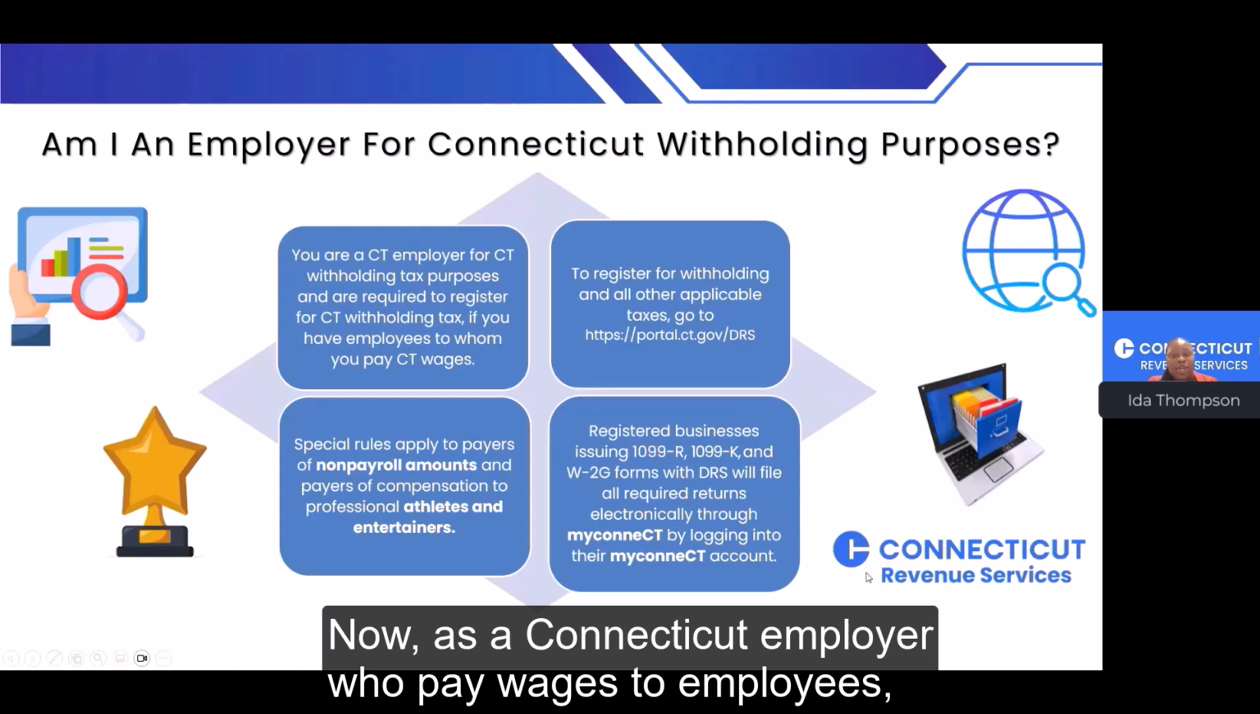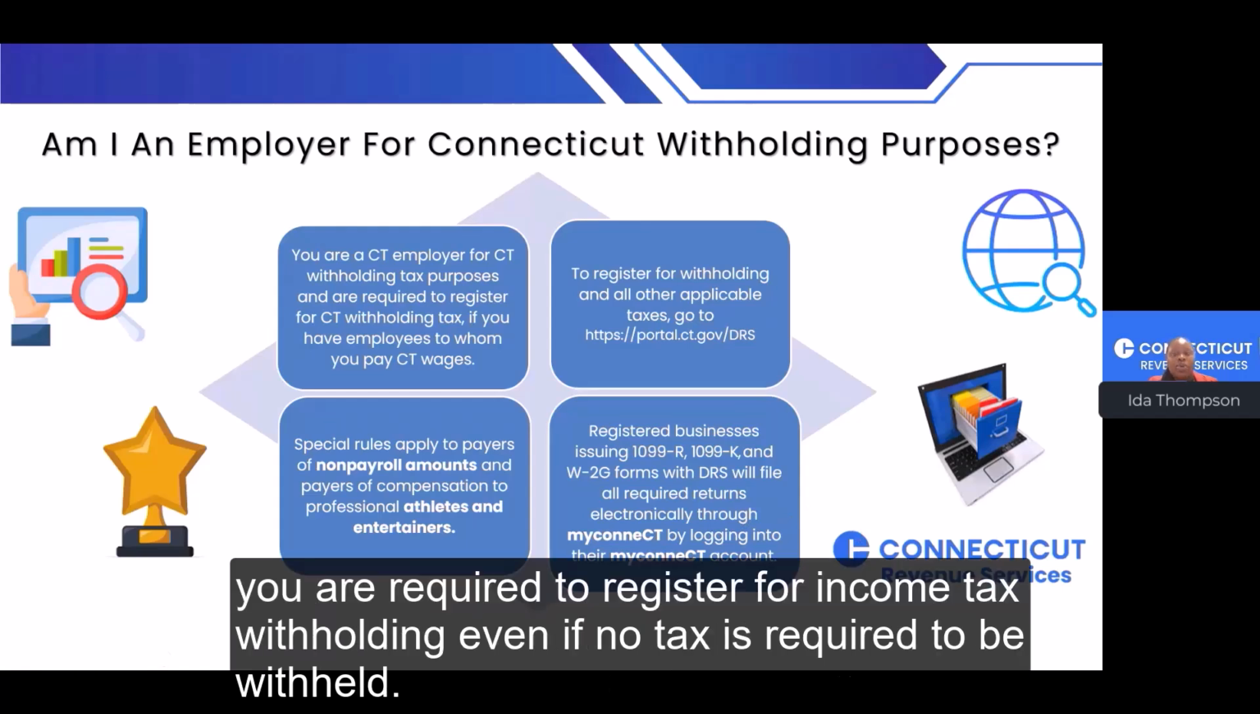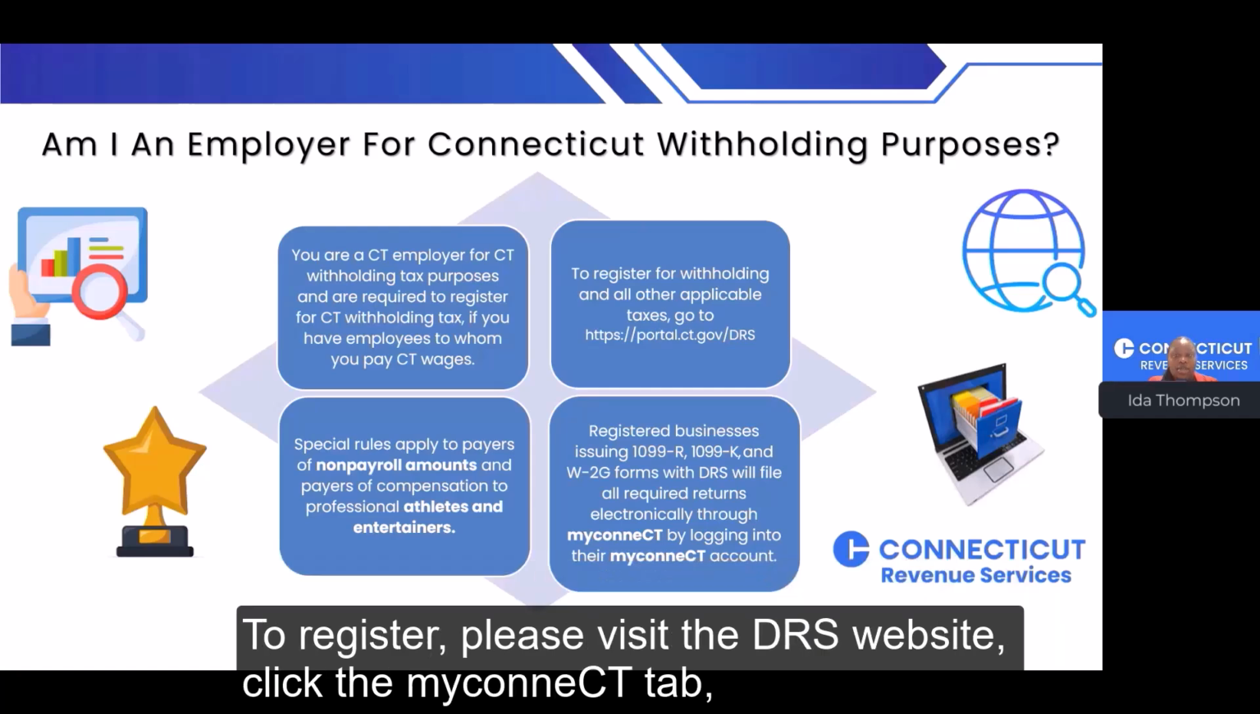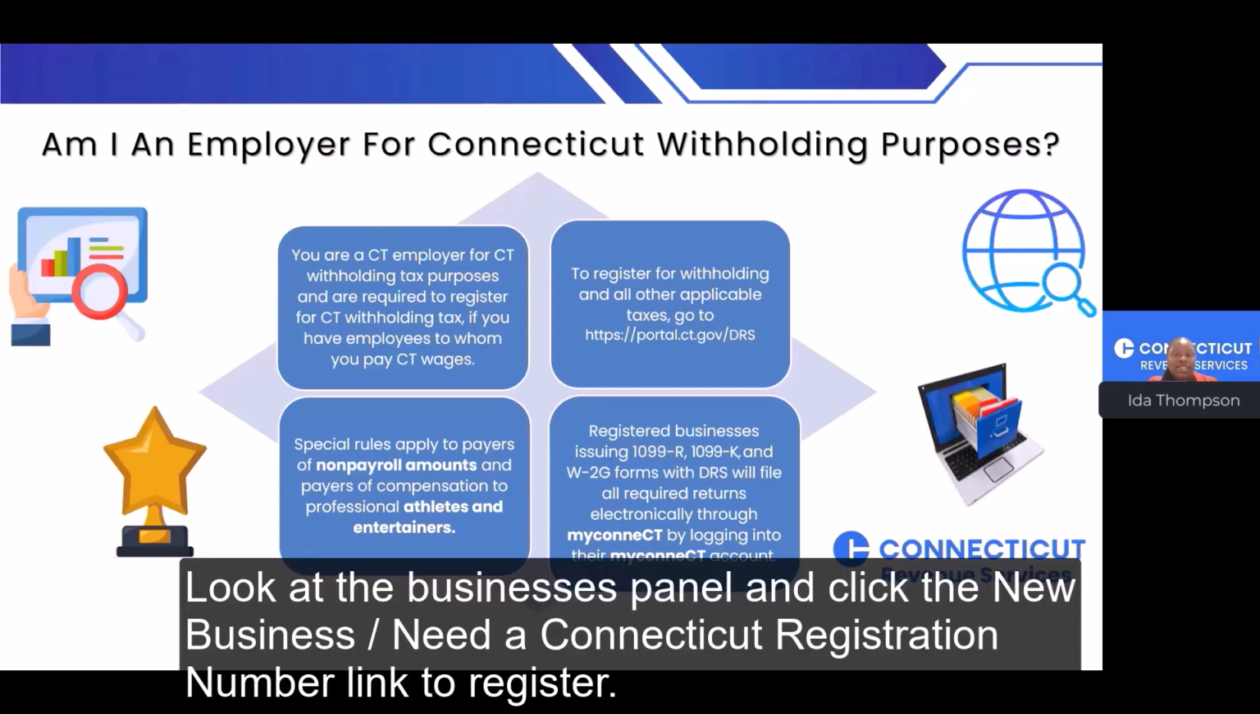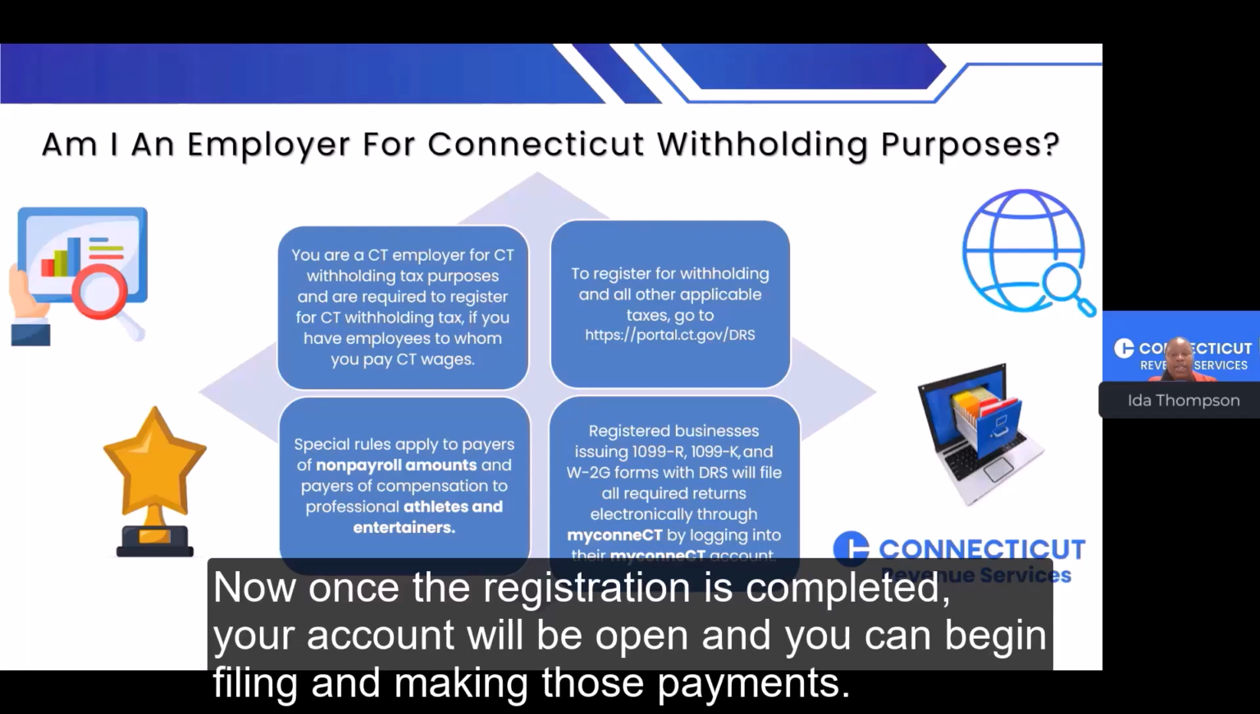Now, as a Connecticut employer who pays wages to employees, you are required to register for income tax withholding, even if no tax is required to be withheld. To register, please visit the DRS website, click the My Connect File, Pay, and Register Taxes Online link, and locate the Businesses panel, and click the New Business / Need a Connecticut Registration Number link to register. Now, once the registration is completed, your account will be open and you can begin filing and making those payments.